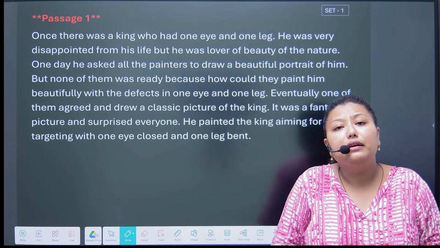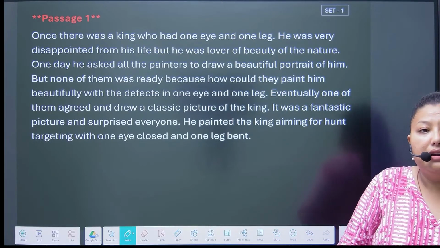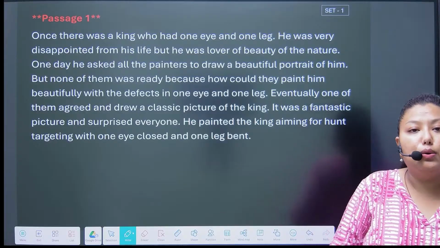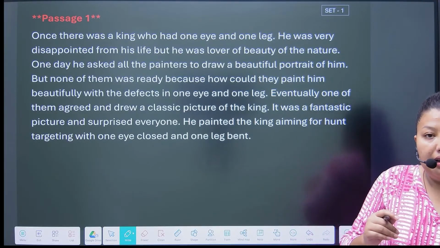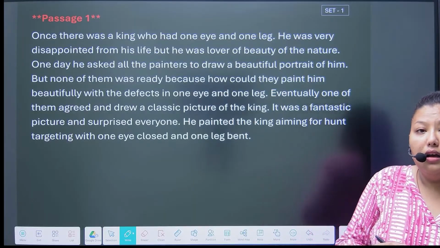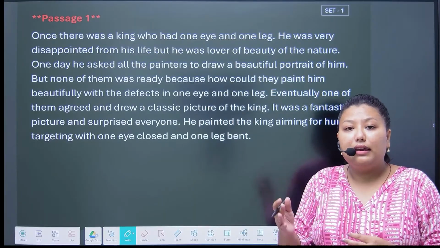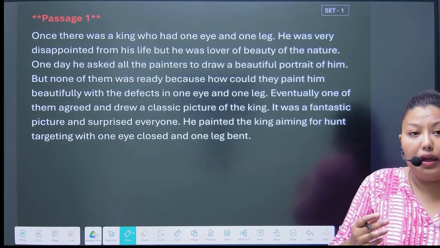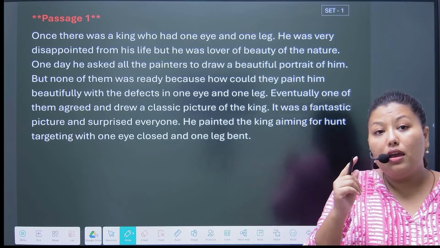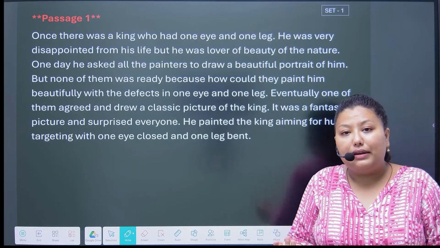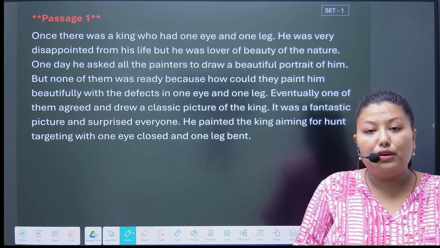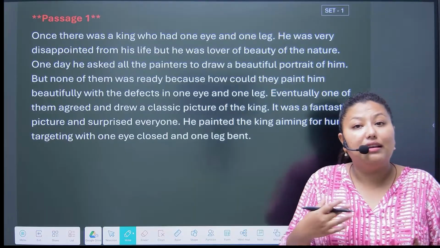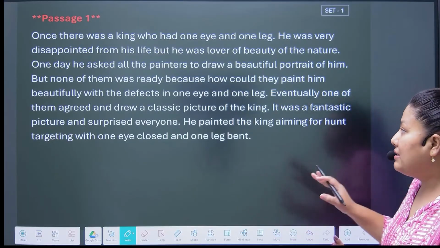He painted the king aiming for a hunt, targeting with one eye closed and one leg bent. So he had an idea. He very cleverly painted the king aiming for a hunt, targeting with one eye closed and one leg bent. Here he could hide the defects of the king. So he used his brain very cleverly, right? So the passage is done.